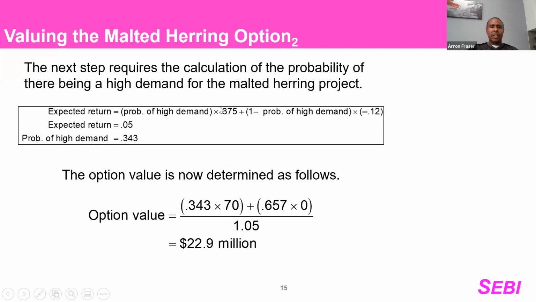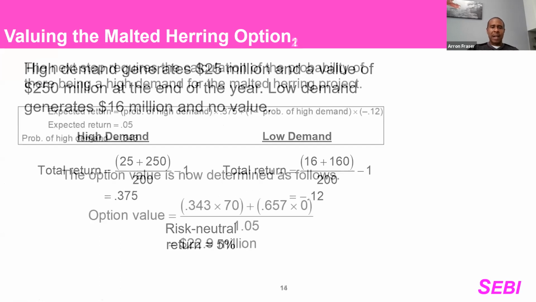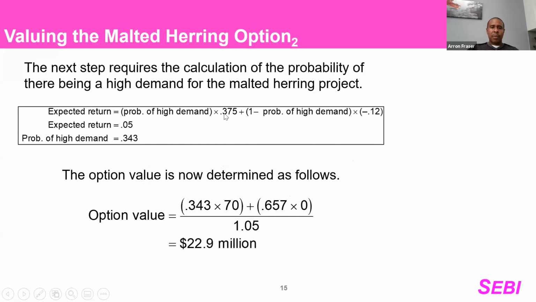That is the probability of a high demand times the expected return if it's high demand, 0.375, plus one minus the probability of a high demand times the return of minus 12%. If we work that out, the probability of a high demand would be 0.343, right? That would be the probability of a high demand if we undertake the project.